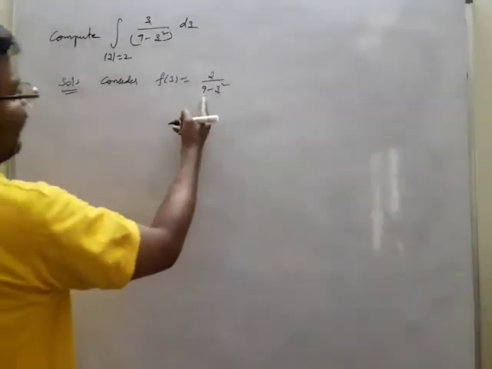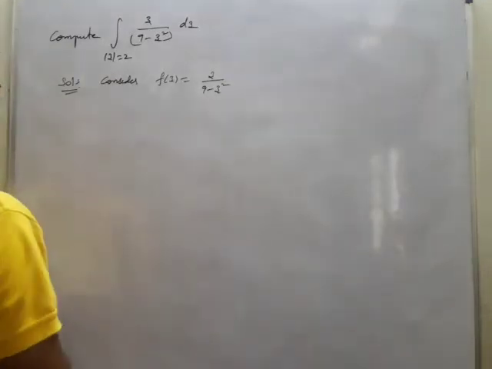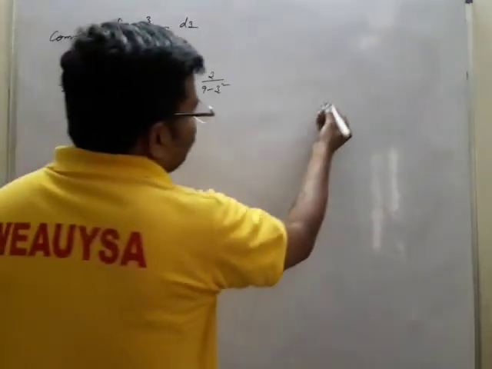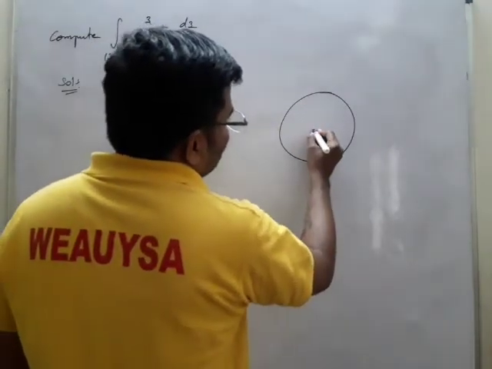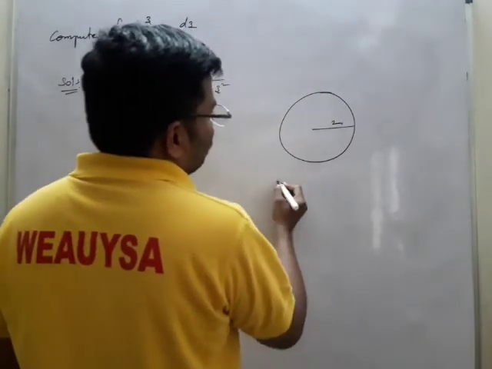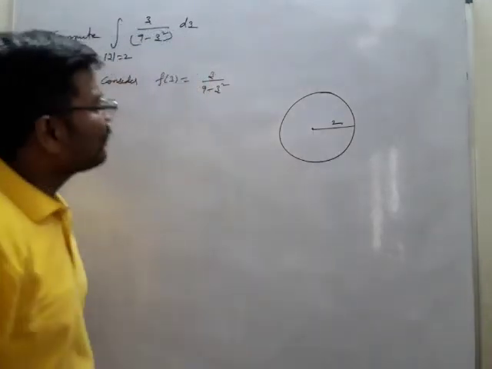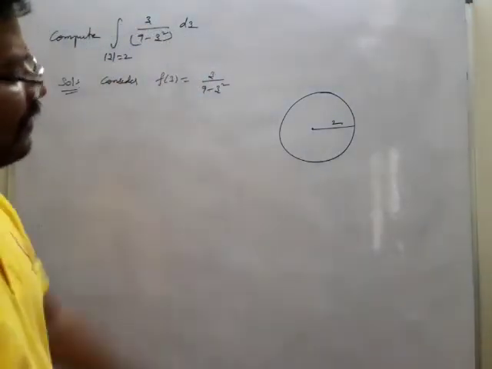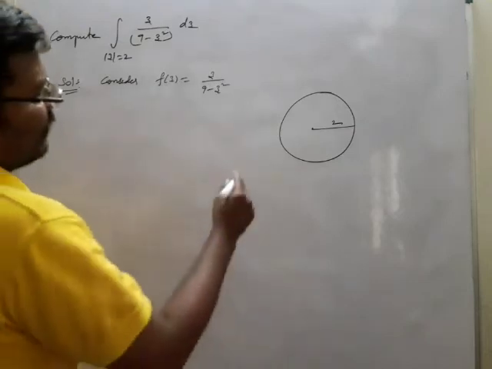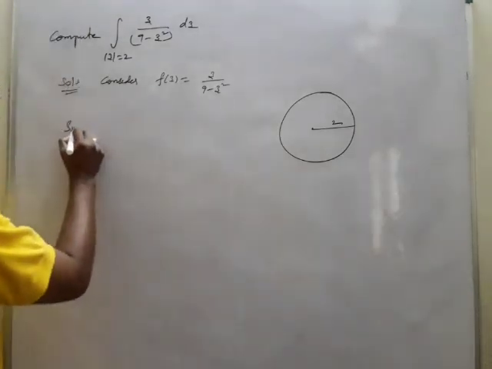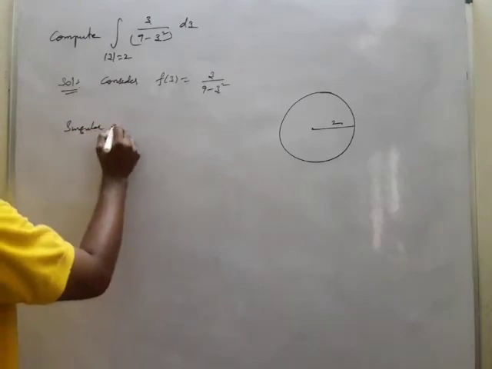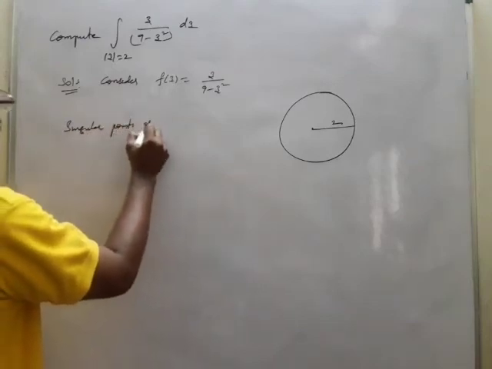Now we will try to find out the singular points. Mod z is equal to 2. Now we will take a circle with center 0 and radius 2. This is the circle, mod z equal to 2. Right. Now we will try to find out the singular points of f of z.